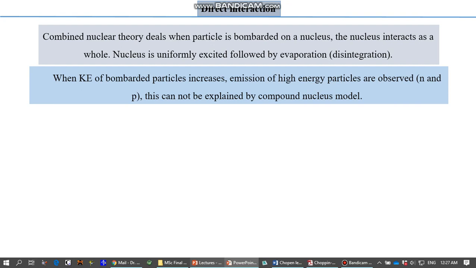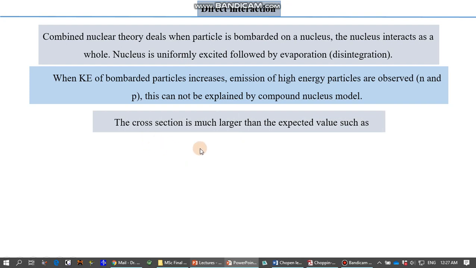Now, what does it mean, or what type of particles are produced? Neutrons as well as protons are produced, and this cannot be explained by the simple compound nuclear theory. This is because the cross section is much larger than the expected value. If we calculate the cross section for the reaction, then the value we expect is much more than the calculated one.